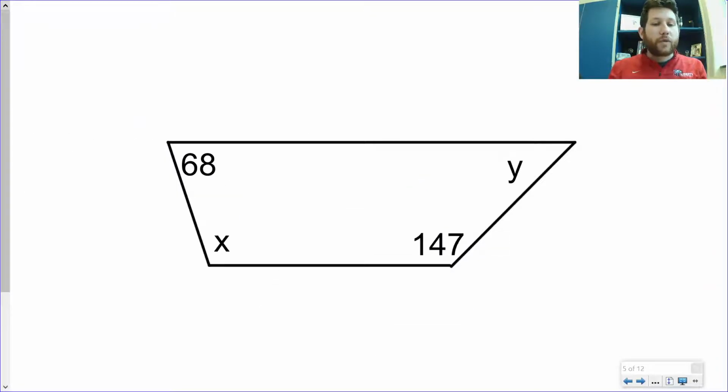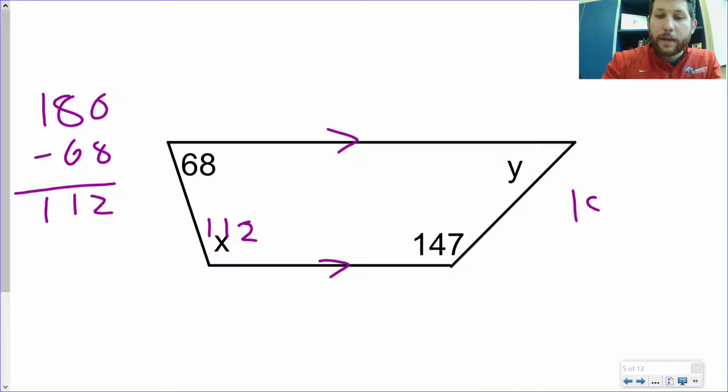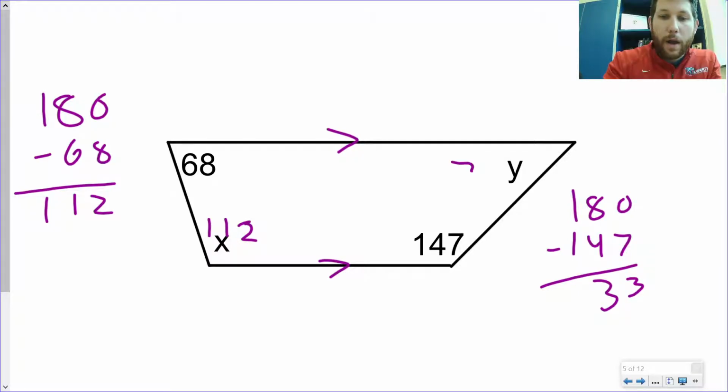So let's solve some problems here. So one of them here, let's solve for x. So notice, I should probably put some parallel lines on here. All right, so these two are going to add up to 180. So I'm going to do 180 minus 68. And I'm going to get 112 here for x. There we go. And then for y, we're going to do 180 minus 147. And I'm going to get 33 for y.